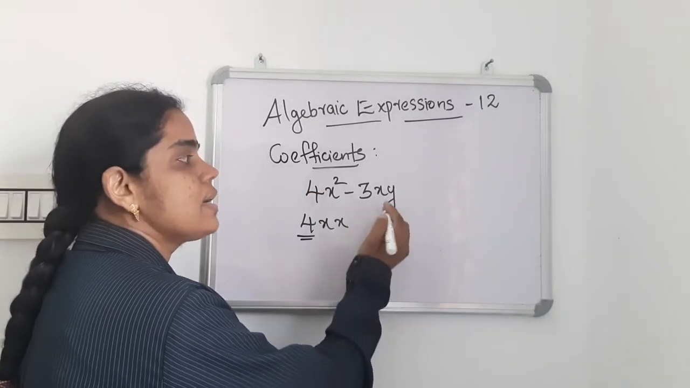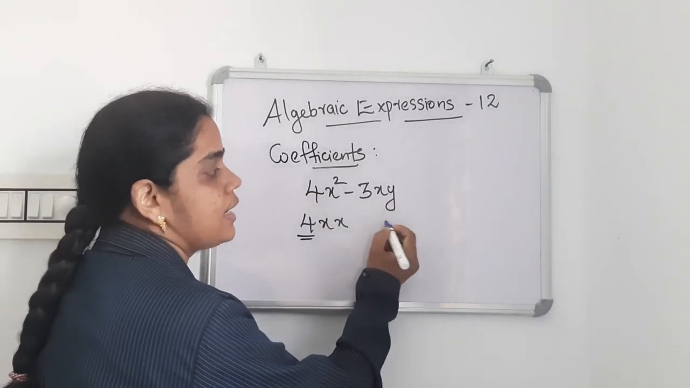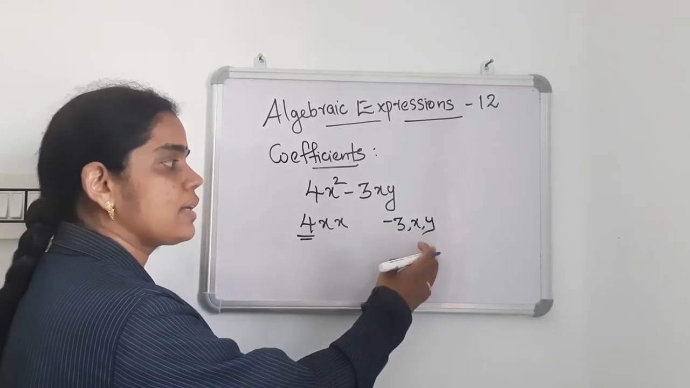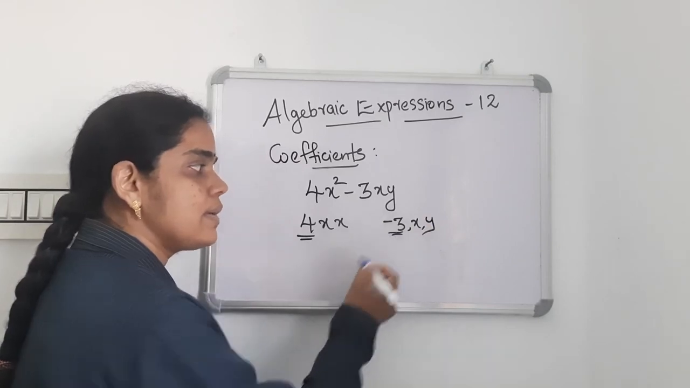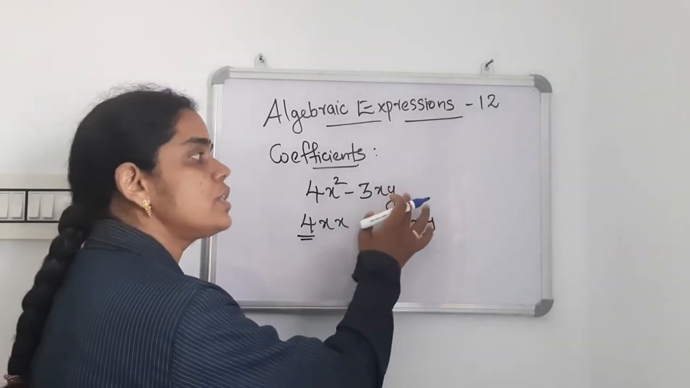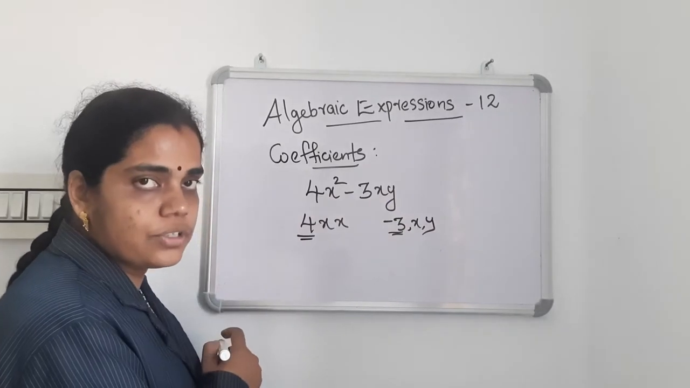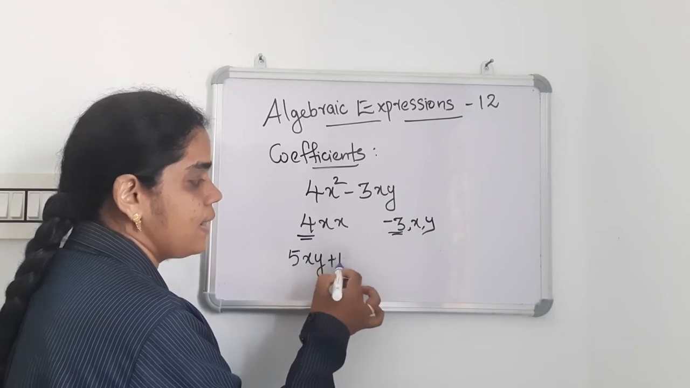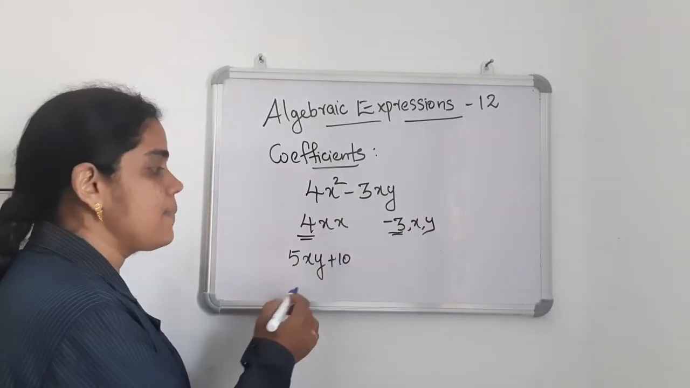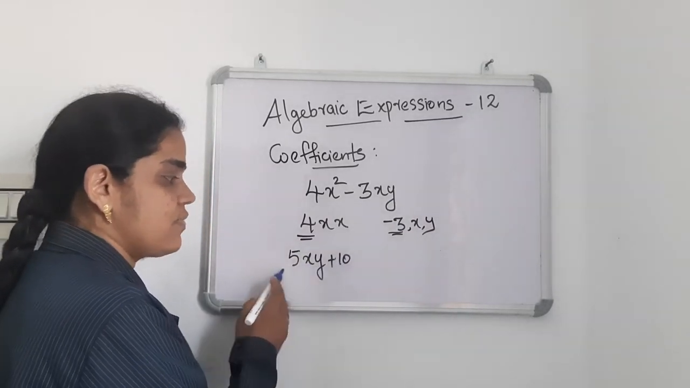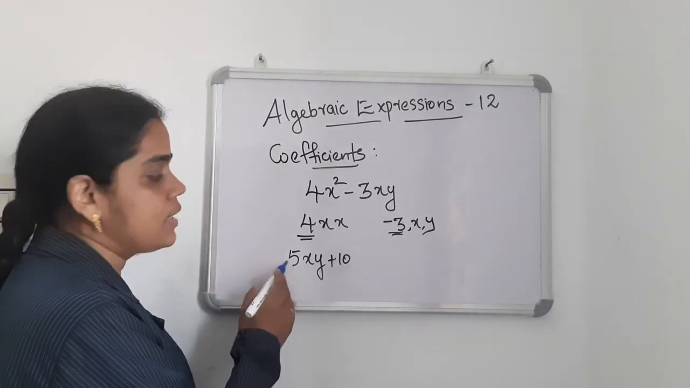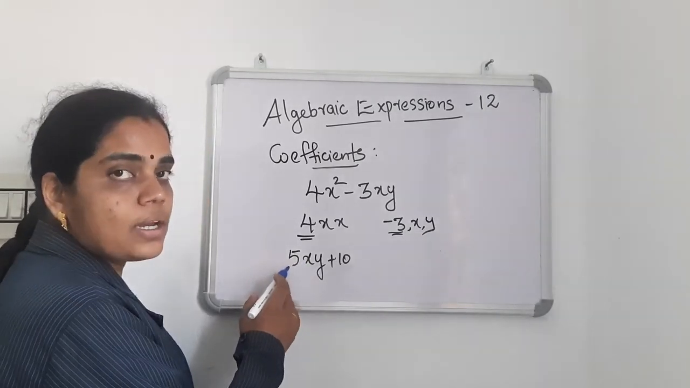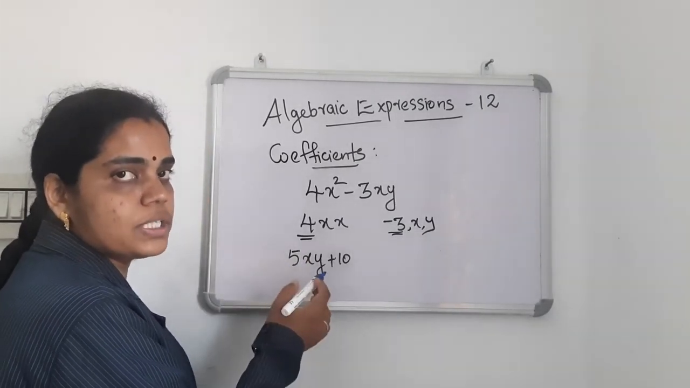Here in this case, what are the factors? -3, x, y. These three are the factors. So what is the numerical factor here? It is -3. So the coefficient of xy is -3. Another example, if we consider 5xy + 10, we can say that the coefficient of xy is 5. The number is known as the numerical coefficient or simply the coefficient.